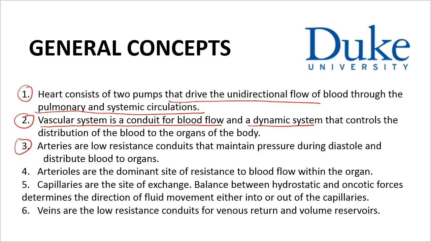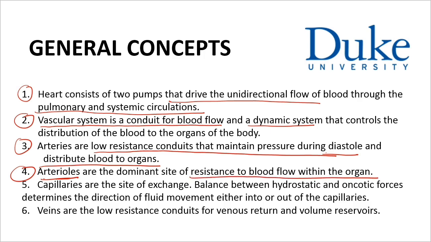Thirdly, the arteries are low-resistance conduits that maintain the pressure, particularly the aorta and the elastic arteries. They maintain the pressure during diastole, when there's no flow of blood coming from the heart, and allow this pressure gradient to be maintained so that we can have distribution of blood to the organs. Fourth, the arterioles are our dominant site of resistance within the system, and they determine what region within the organ will be perfused.